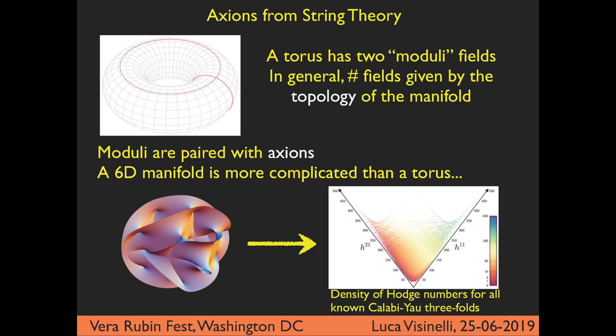Now think not of a torus, but of a 6D manifold, which is what people use to compactify string theory from 10 to 4 dimensions. Then the number of non-contractible paths jumps to the order of 100. And all of these would be axions with their peculiar masses that would form what's known as the axiverse.